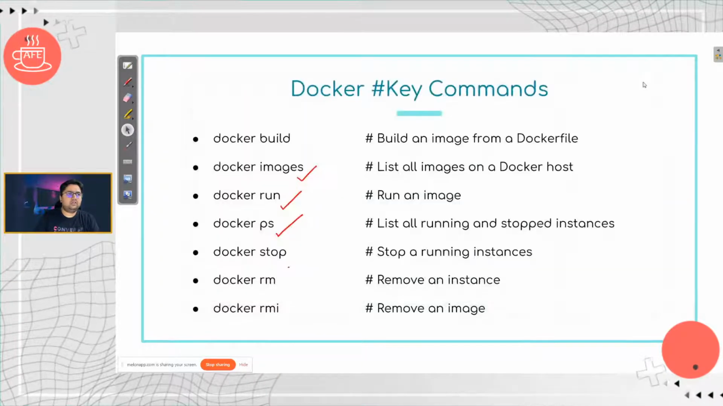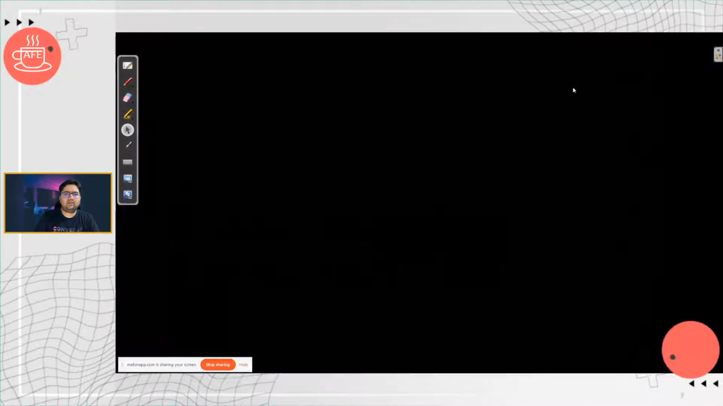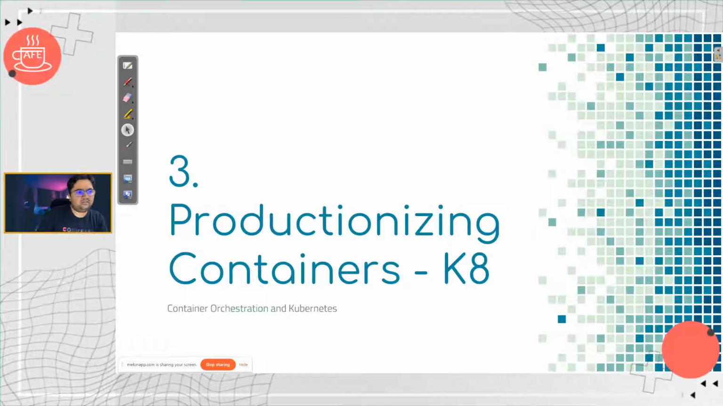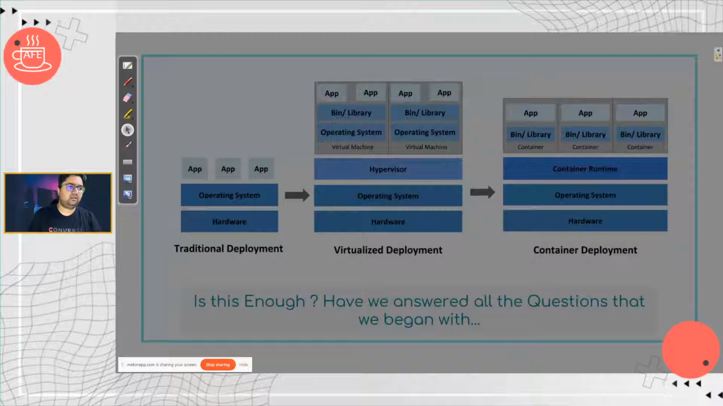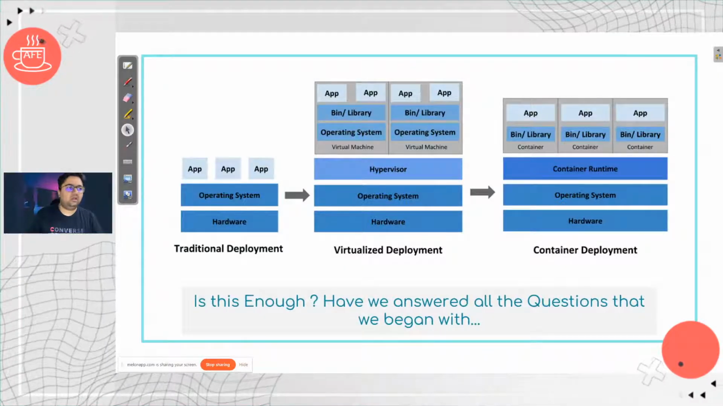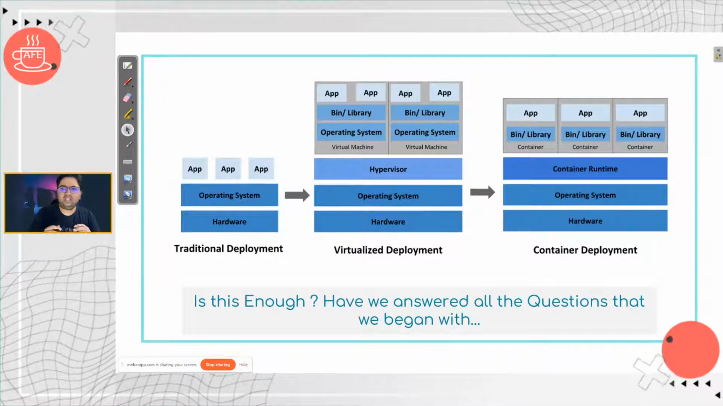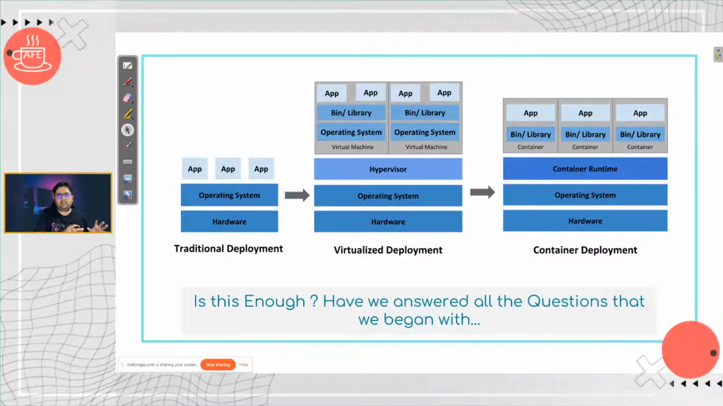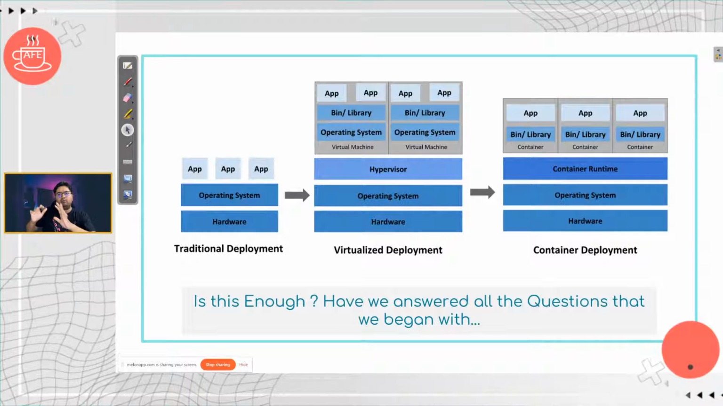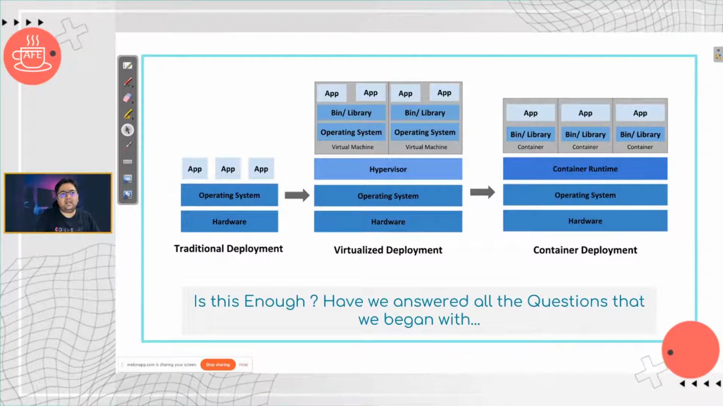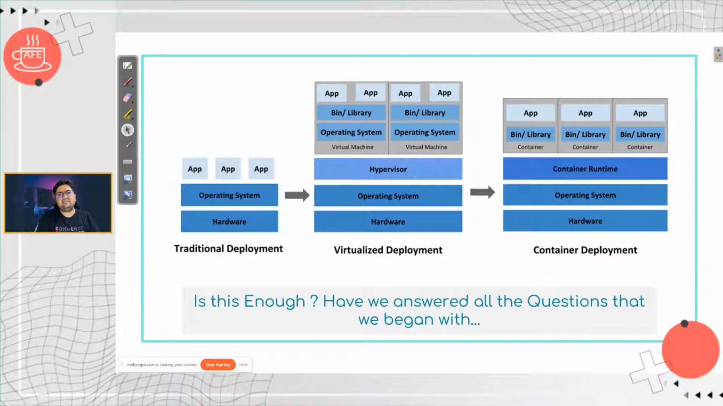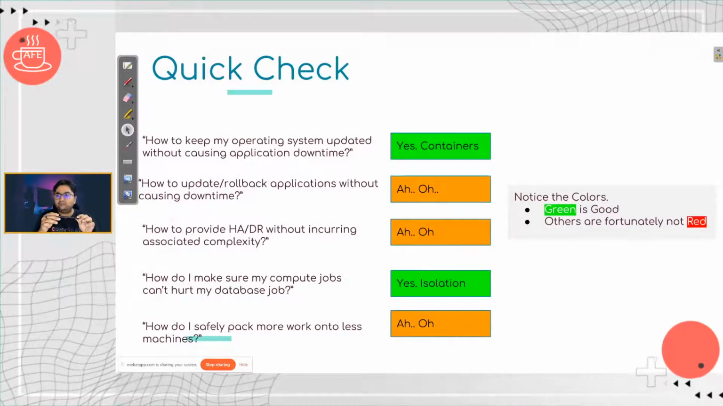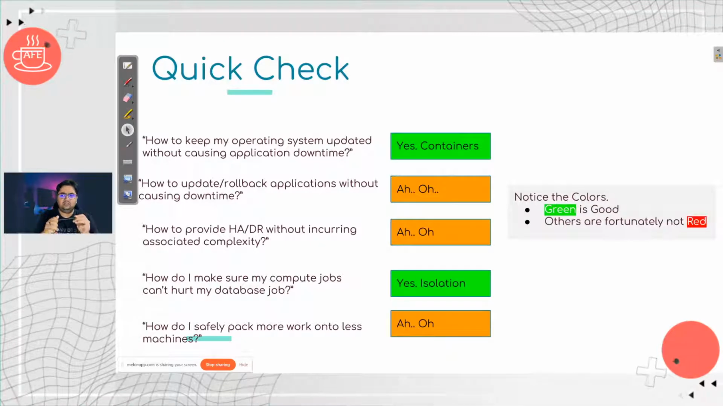All right. So far I've talked a lot about Docker and containers. Now let's move forward quickly and jump over to containers and how we productionize them, right? The actual Kubernetes stuff. So far what we have seen is that the industry moved from a traditional deployment to a virtualized deployment to a containerized deployment, right? And the question is, is this enough? Have we answered all the questions that we began with? The fact is, not really.